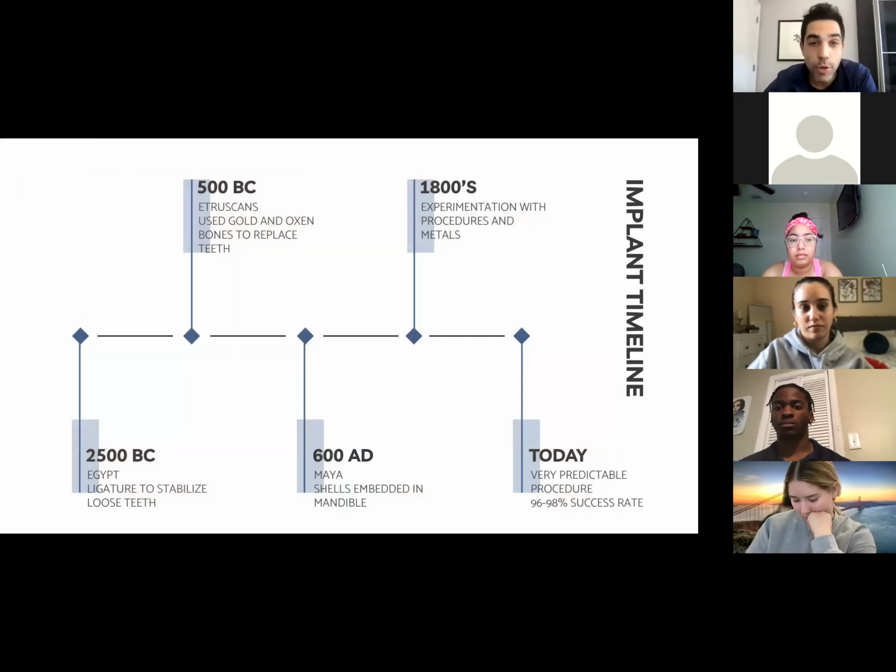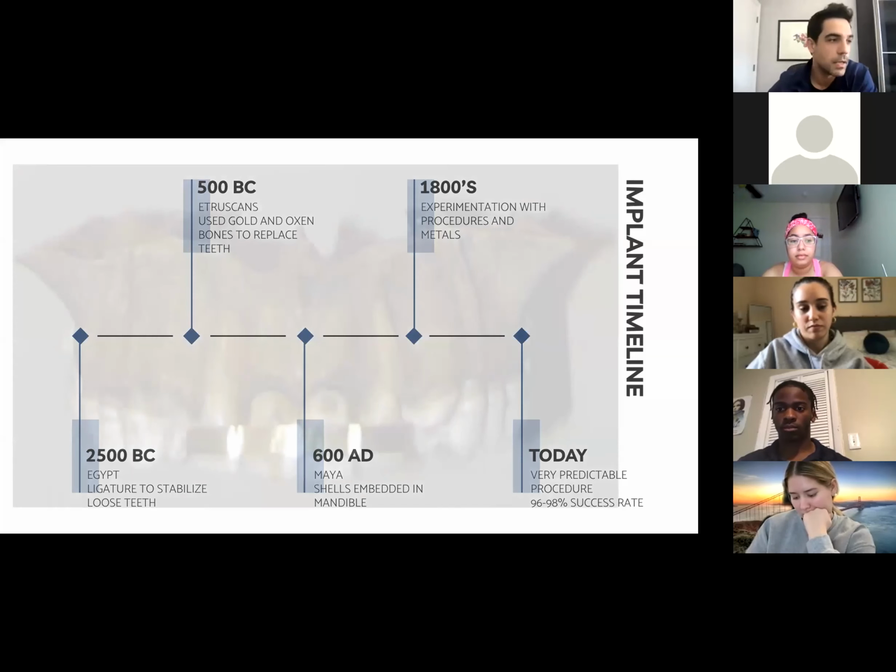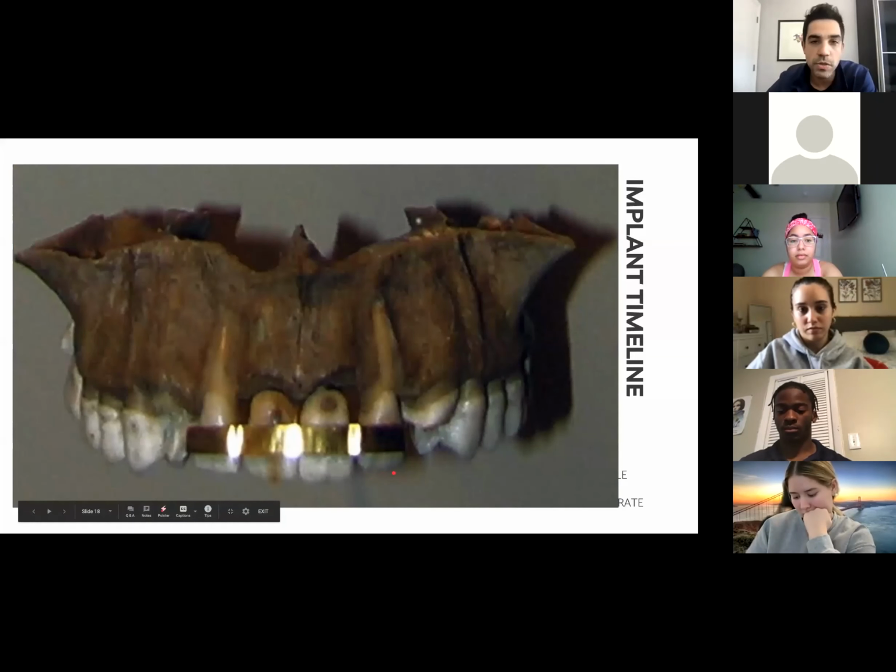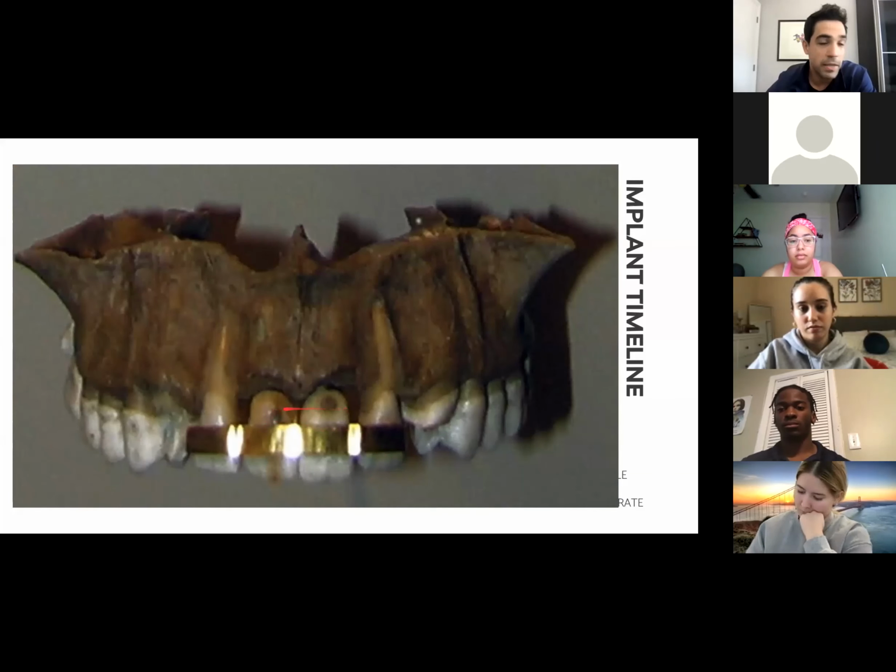So fast forward 2,000 years, now we're 2,500 years ago. The Etruscans, which like northern Italy sort of area today, created bridges using gold foil. So what they would do is these 2 teeth here are pontics, right? And they would create this metal structure made out of gold that they would slide onto the teeth next door. And they kind of got replacement teeth and a grill at the same time.